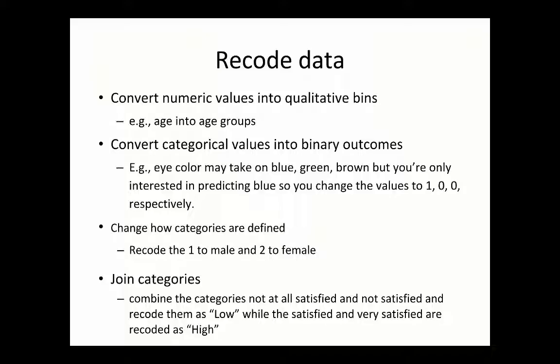Final recoding example is to join categories. You may have a column of data for patient satisfaction scores, which included not at all satisfied, not satisfied, neutral, satisfied, and very satisfied. You may want to combine the categories not at all satisfied and not satisfied, and recode them as low, while the satisfied and very satisfied are recoded as high. All of these examples are ways in which the data can be recoded to support an analysis.